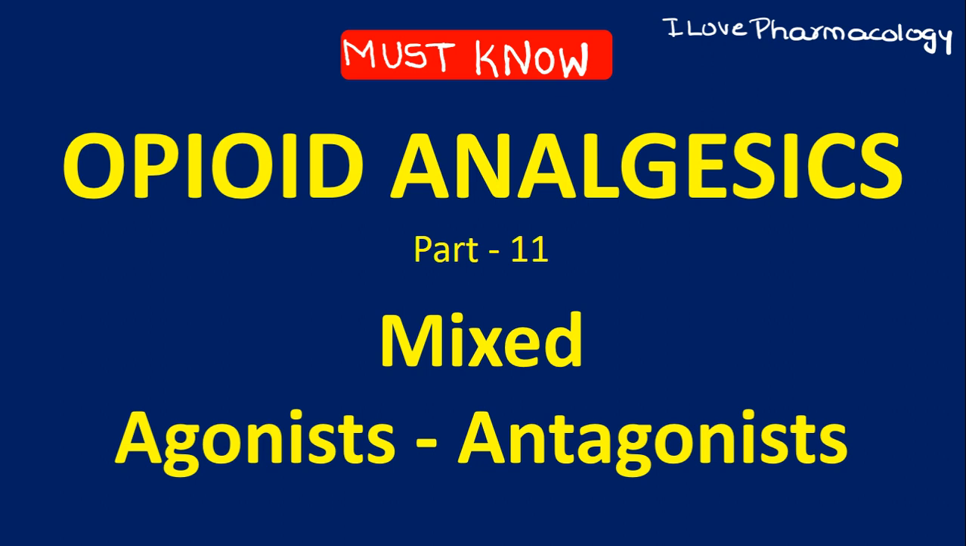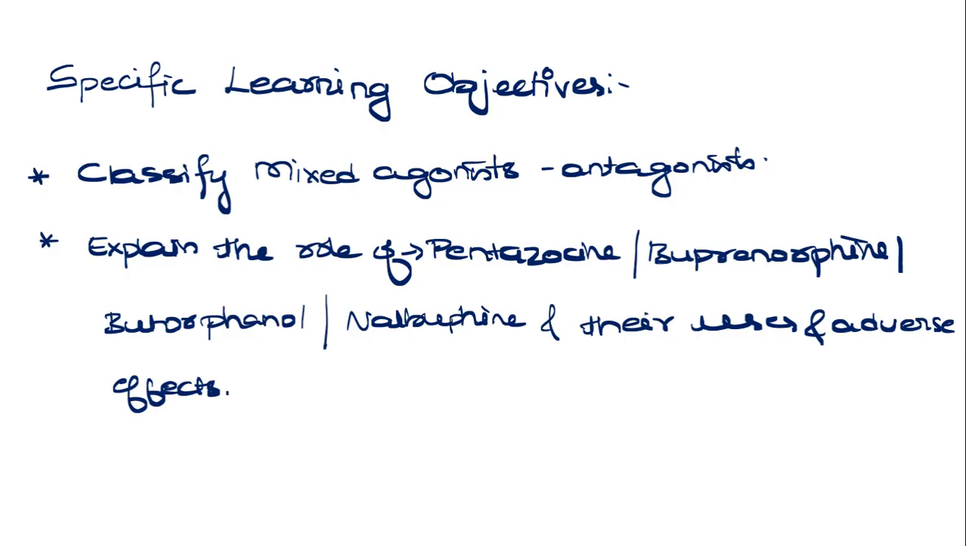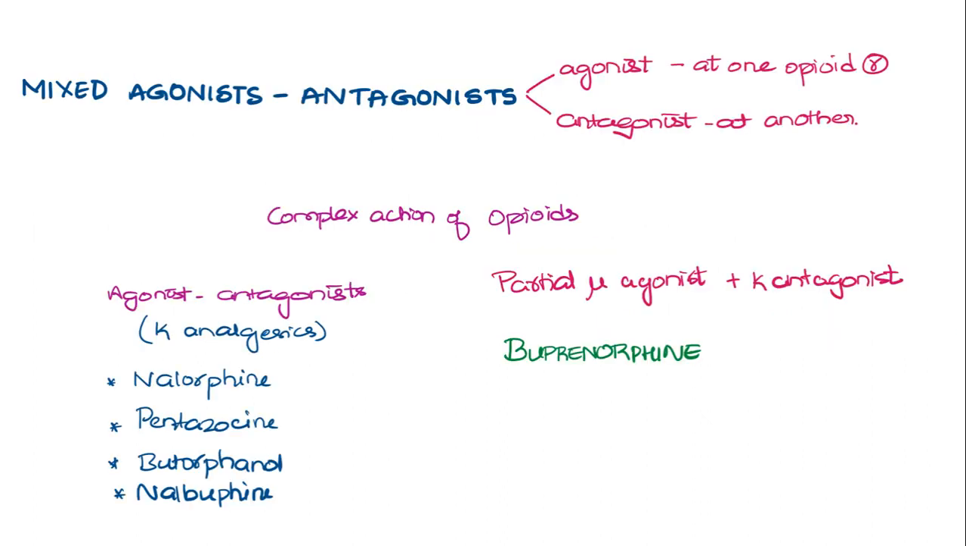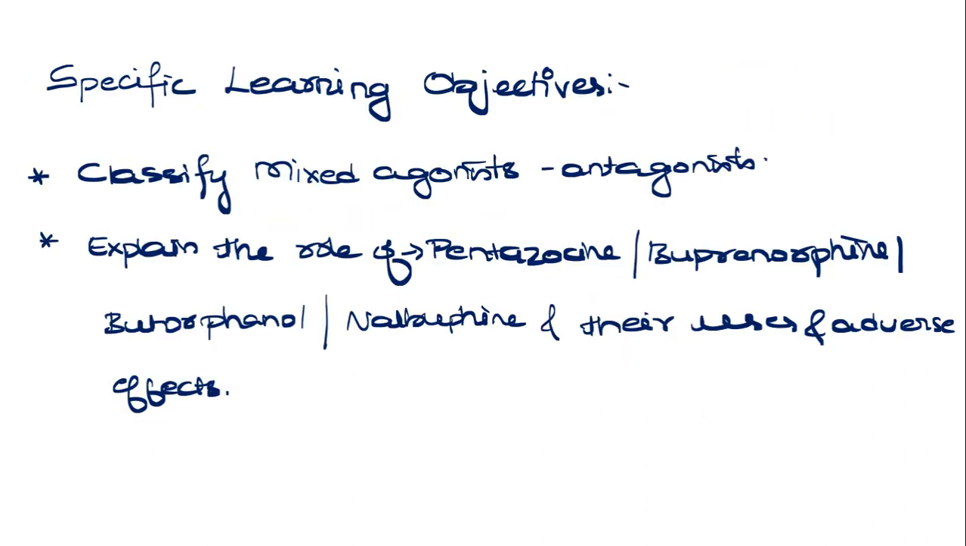So in this class let's learn about mixed agonists and antagonists. Coming to the specific learning objectives, at the end of this class you should be able to classify mixed agonist and antagonist and explain the role of buprenorphine, pentazocine, butorphanol, nalbuphine and their uses as well as adverse effects.